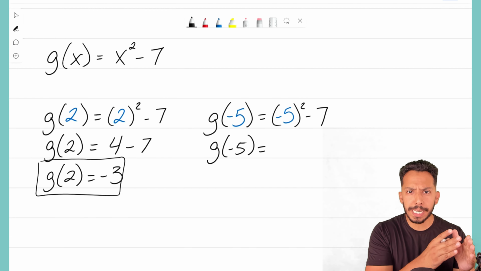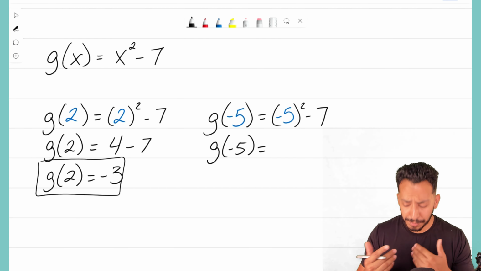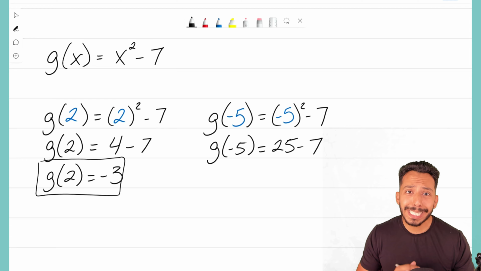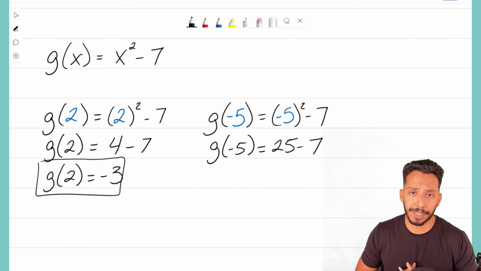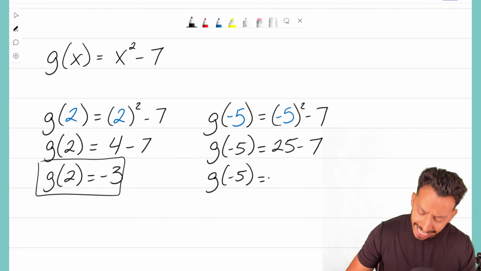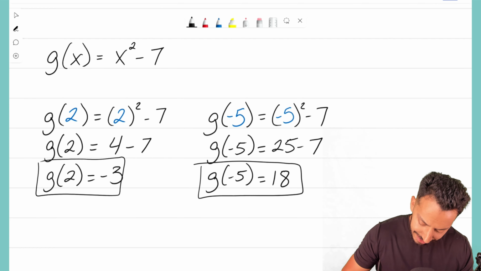Well, a negative times a negative is a positive. The negatives are going to go away. So that becomes positive 25. If you need help with that, use a calculator. Negative 5 times negative 5 will give you positive 25. All right, last step is, what is 25 take away 7? Well, that's going to leave us with positive 18.